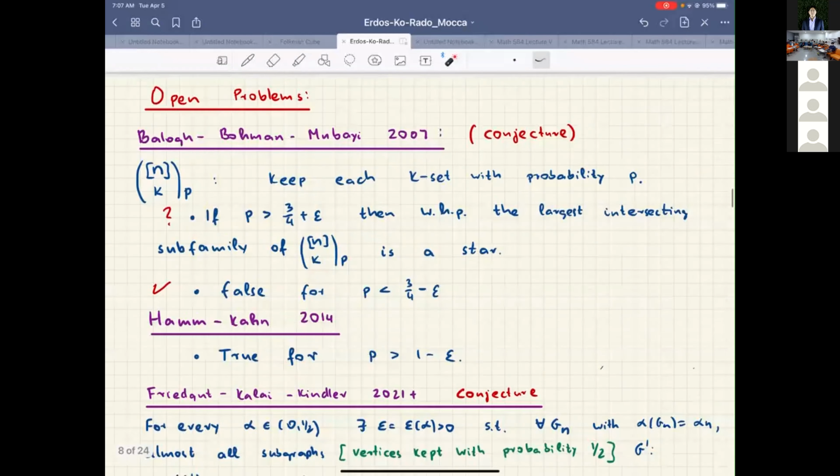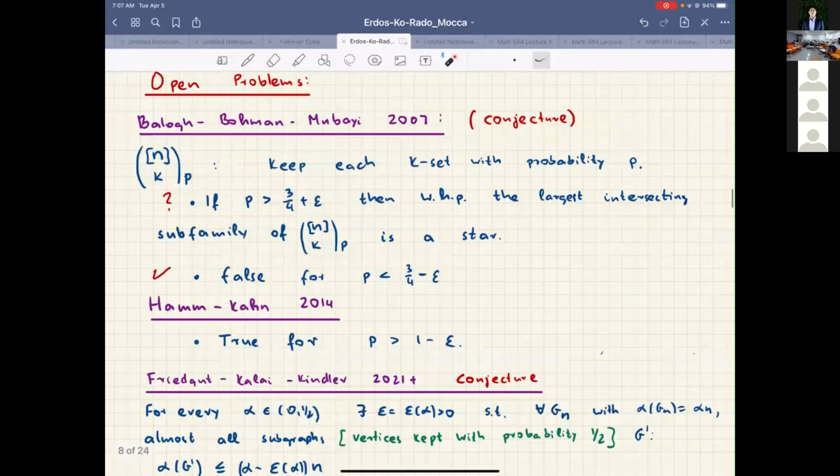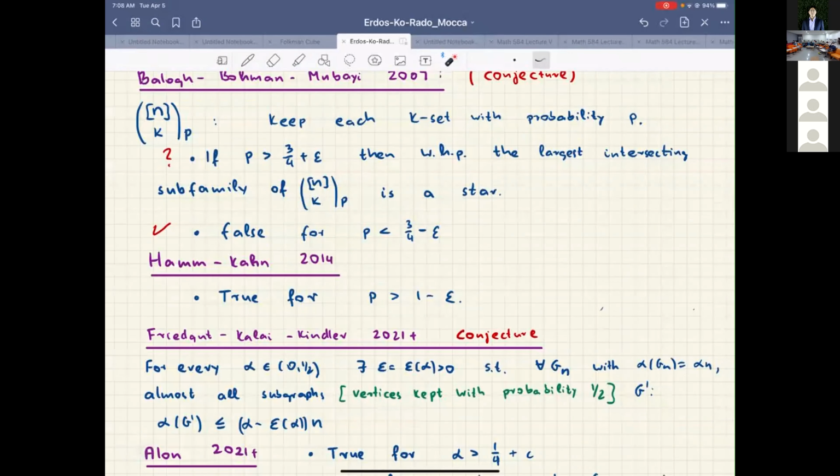So one open problem, by Tom Bohman and Dhruv Mubayi, is: what's happening if instead of keeping edges with probability p, we are keeping vertices with probability p. Then for what p can we say that the largest intersecting subfamily of the set system which remains is a star? Here one can ask this question for every k and n, and again probably the most interesting case is when n is equal to 2k plus 1.